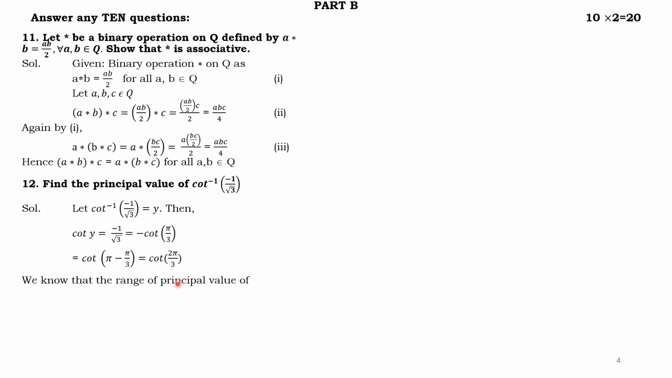We know the range of principal values of cot inverse is 0 to pi, and therefore cot 2 pi by 3 equals minus 1 by root 3. Hence, the principal value of cot inverse of within brackets minus 1 by root 3 is 2 pi by 3.